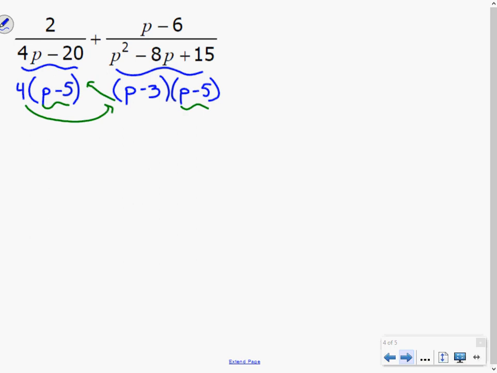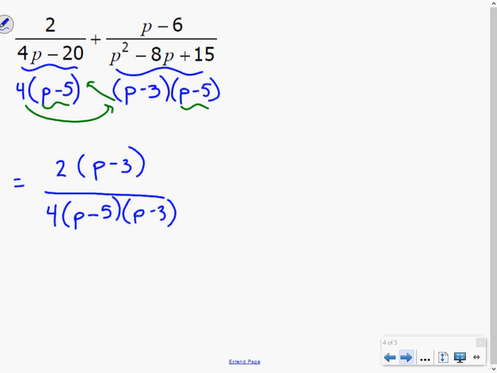Okay, so we said the expression on the left needs multiplied by that factor of p minus 3. So we have 2 times p minus 3, right? I'm multiplying my numerator by that. And the denominator, we already had 4 times p minus 5. We have to multiply the denominator by p minus 3 as well. Okay, so that's our first expression. And then the expression on the right we said needs multiplied by 4 over 4. So that's going to be 4 times p minus 6, which was already there. And we have that denominator of 4 times p minus 5 times p minus 3.